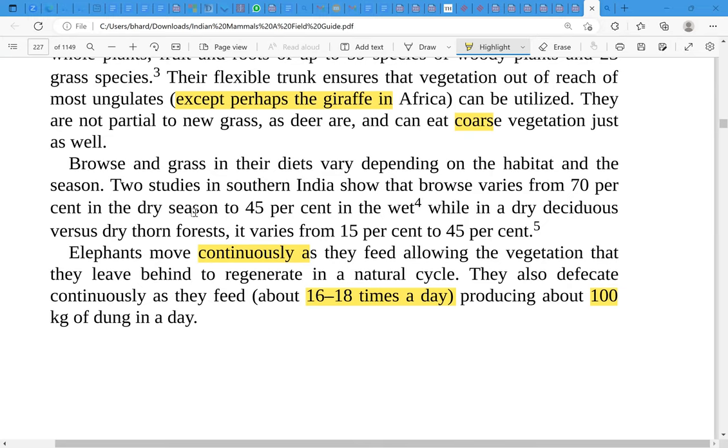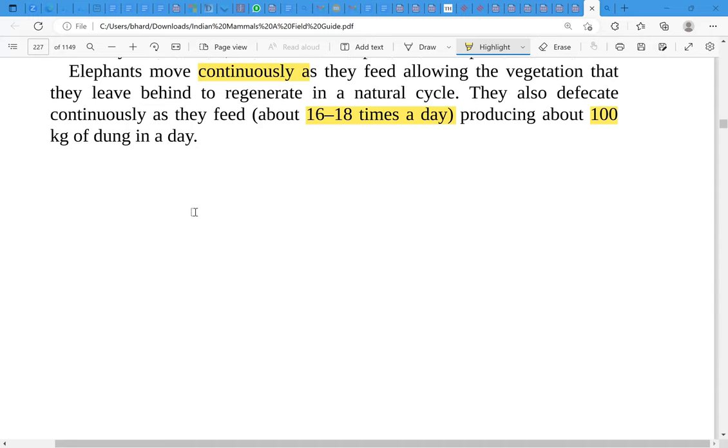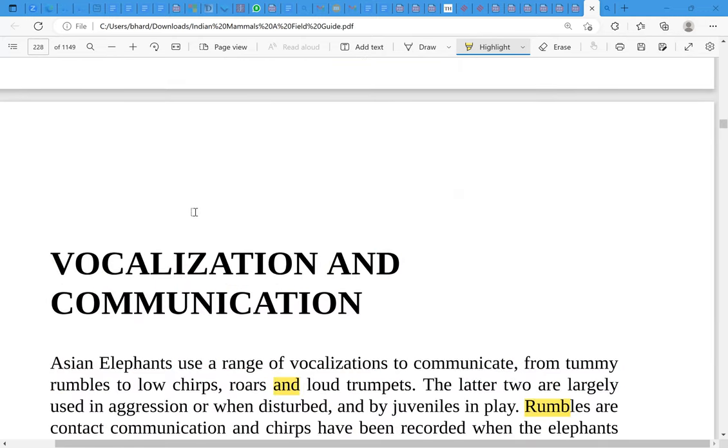And even in the dry season, they keep on browsing, they keep on moving, and they continuously keep on eating. That is how they move from one place to another. That is why you can say they are not at one place, so they allow the time to regenerate. It's a natural cycle. And that is how they defecate also continuously. As they feed about 16 to 18 times a day, they are producing about 100 kg of dung in a day. What an important role in the ecosystem.